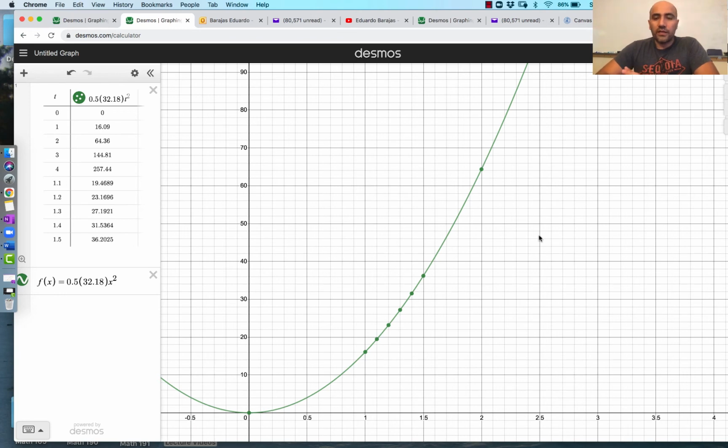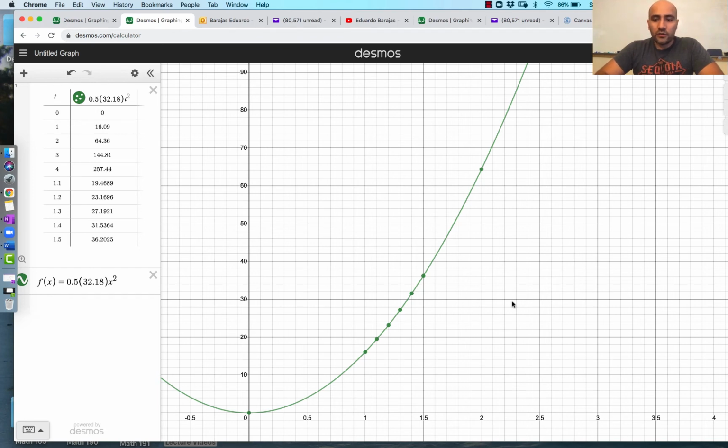So to be clear, the object is dropping straight down. So it's not like the object is taking on this shape. This parabolic shape does not represent what you see when you see a ball drop that goes straight down. This parabolic shape just represents the position of the object as a function of time.